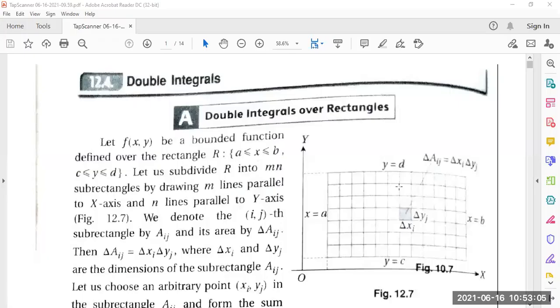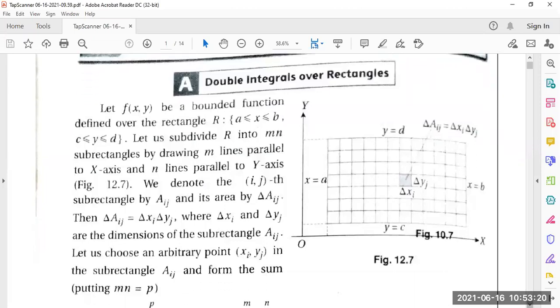Today, the double integral over the region rectangle. Is my screen visible to all? Yes, sir. Now, as it is the theory part, we are going to start with that PDF. So here, the double integral over the rectangles.